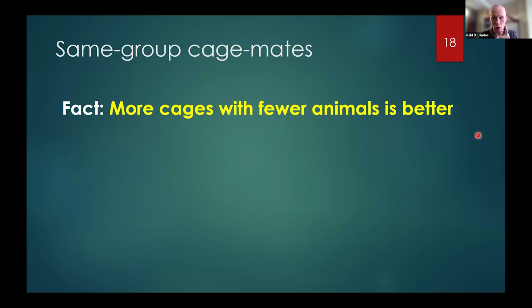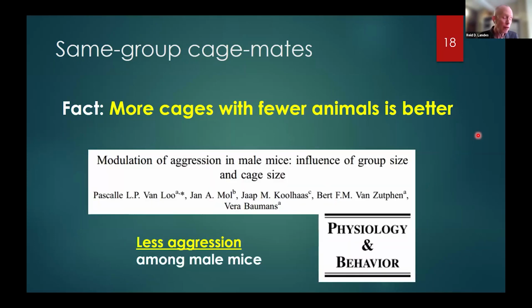But that's not all. There's evidence that if we have fewer animals in a cage, there might be less aggression, at least among the male mice. Here's a paper from 2000, a really nice paper. And they present some nice data showing that, yeah, with fewer animals in a cage, the male mice are less aggressive.